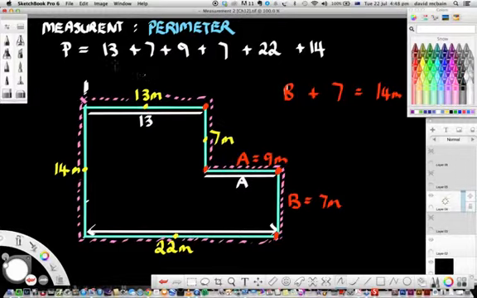And so if we add those all up together, 13 plus 7 is 20, 29, 36, 58, 68, 72. So I think that's right. It adds up to 72 metres, which is the distance around the outside.